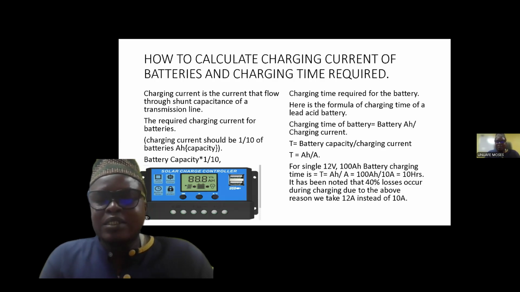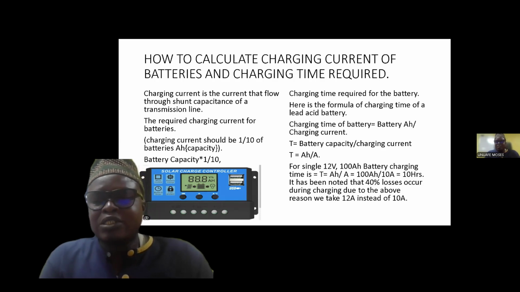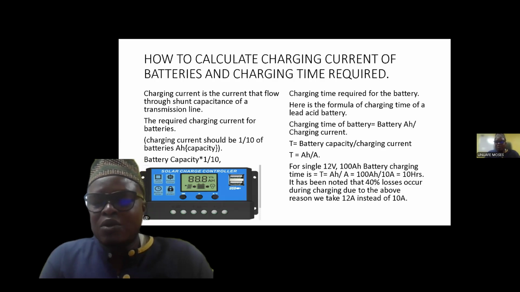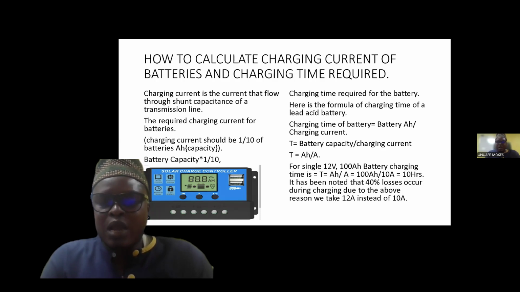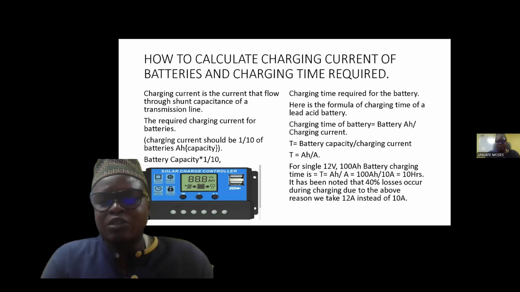So 10 hours is our battery time, and 10 amps is our charging current. And for us to know this, we also have to take into consideration the 40% loss during charging. Because of the 40% loss, for us to introduce a fast charger, we need to add 2 to it, making it 12 amps. Then for a slow charger, you can use the 10 amps as rightly calculated.